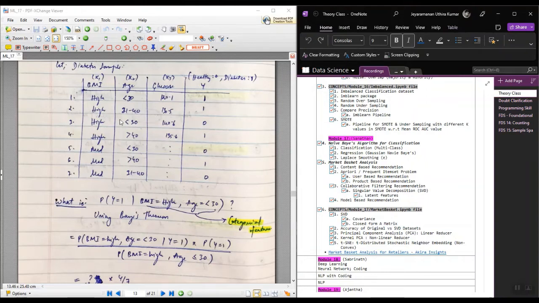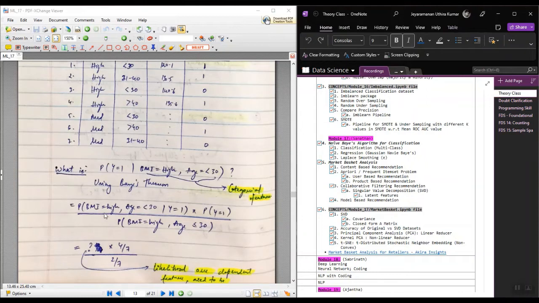Here we are just using the categorical features, not the continuous real values. So what is the probability that the patient has diabetes given the BMI and the age? Using Bayes theorem, we can say it is the probability that the BMI is high and the age is less than 30 given that the patient has diabetes, times the probability of the patient having diabetes, divided by the probability that BMI is high and age is less than 30.